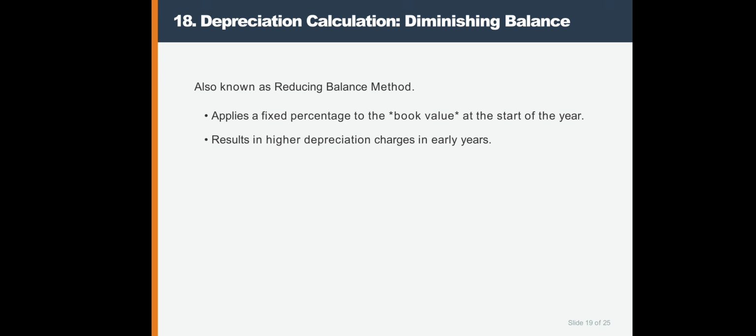Depreciation calculation in the diminishing balance method, also known as the reducing balance method, applies a fixed percentage to the book value at the start of the year and results in higher depreciation charges in early years. These are the two main points for the calculation of the reducing balance method or diminishing balance method.